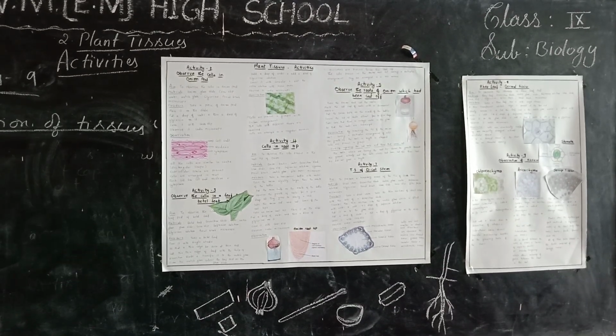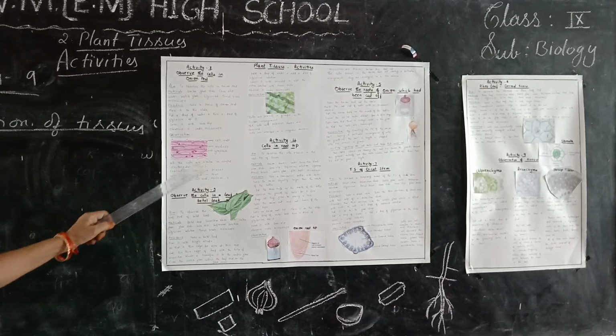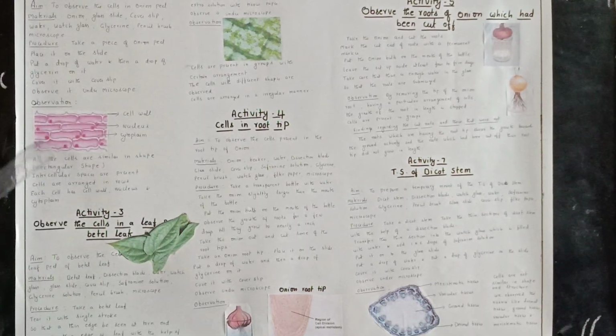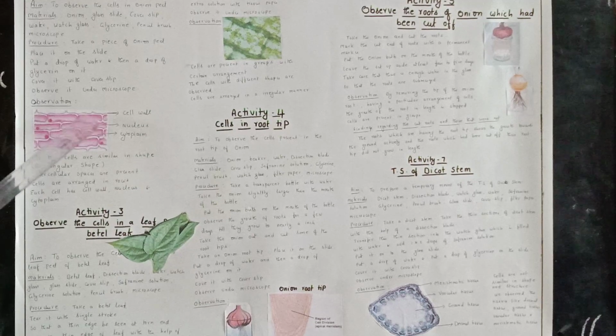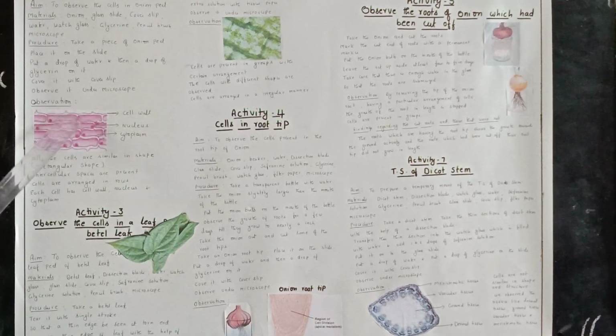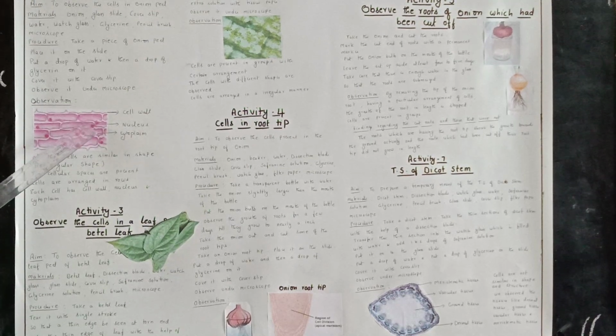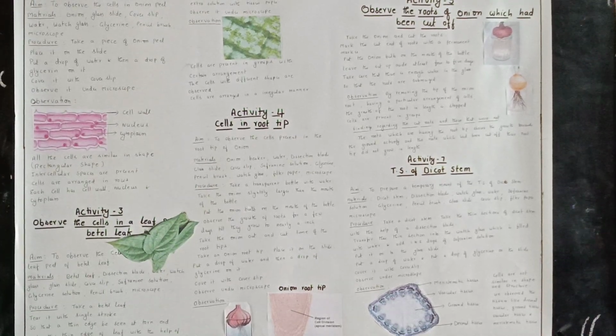Observe under the microscope. What we observe? All the cells are similar in shape, that is rectangular in shape. Intercellular spaces are absent. Cells are arranged in rows. Each cell has cell wall, nucleus and cytoplasm.